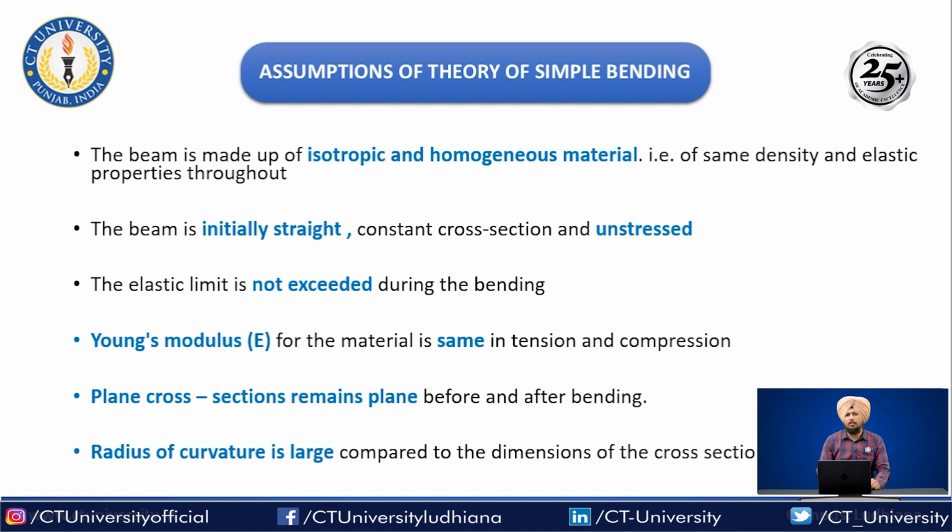So what is the radius of curvature? The beam will bend like this, and there will be a radius. If you complete the radius from the arc, the beam will bend like an arc, and if you complete the radius, you will have a radius of curvature. The beam is going to have a very small deflection. So if you complete the arc from the deflection, the radius will be very large as compared to the dimensions of the beam. So those are our assumptions before starting the theory of simple bending.